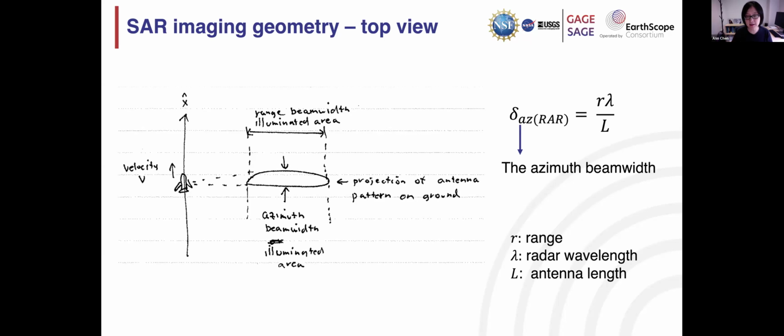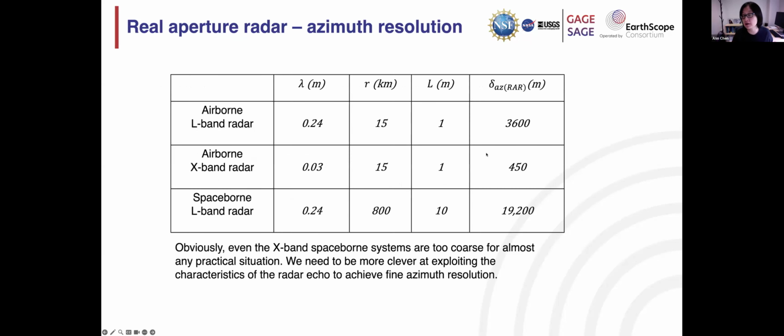We can do a straightforward calculation, plugging in some numbers for a typical airborne system and a spaceborne system. And the reason we switched to synthetic aperture radar is because of those resolutions. You can probably use a real aperture system for an airborne X-band system, even though that 450 meter azimuth resolution is not that great, but definitely once you're on a spaceborne platform, the real aperture radar is just not a feasible option.